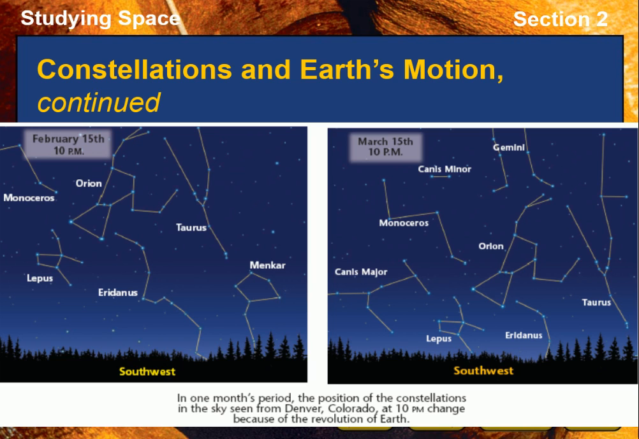But Earth's revolution around the Sun causes the constellation to have different positions in the evening sky over a period of several weeks. As Earth revolves around the Sun, the night side of Earth faces a different direction of the universe. Thus, different constellations appear in the night sky as the seasons change.